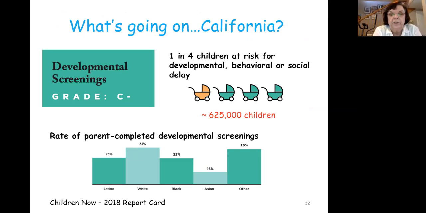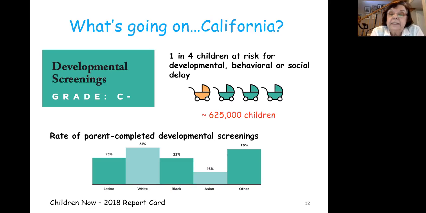Children Now gave us a report card in 2018 that said we had a grade C- in looking at developmental screenings. And as you saw in that previous slide, it's not required that practices use screening, and you'll understand the difference between screening and surveillance in a moment. But 1 in 4 children are at risk of developmental, behavioral, or social delay in California. That means about 625,000 children in the state. So a quarter of those definitely need services.